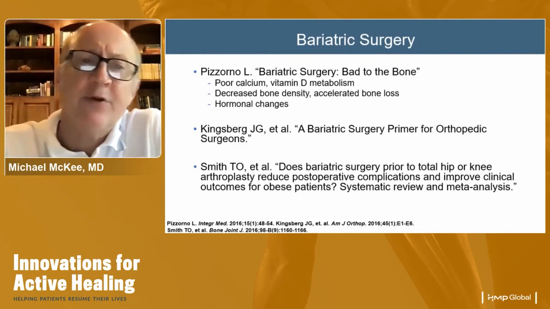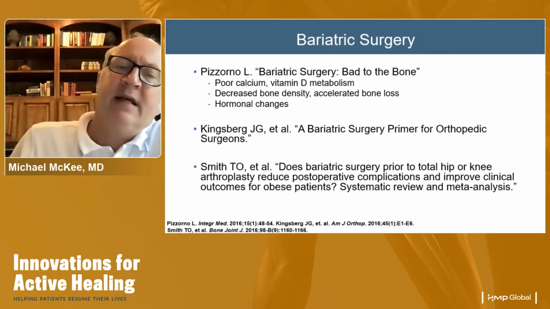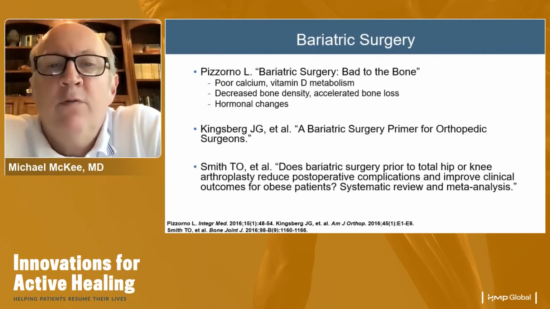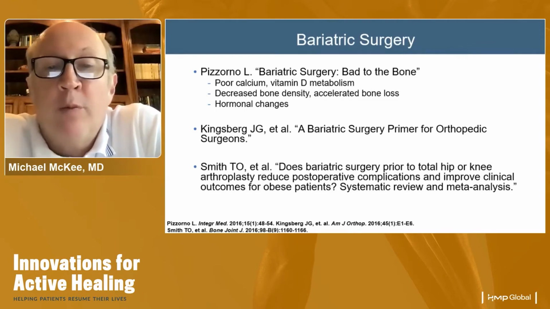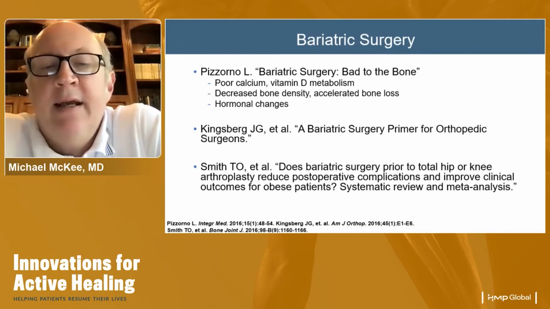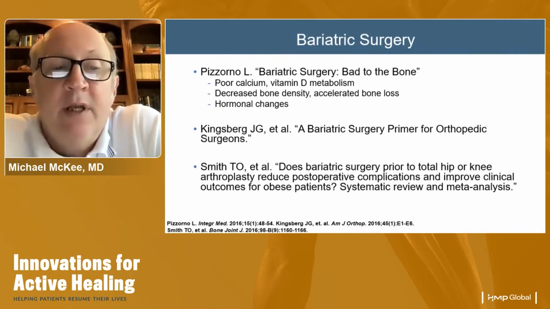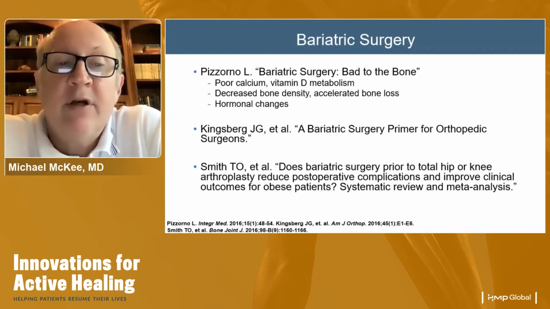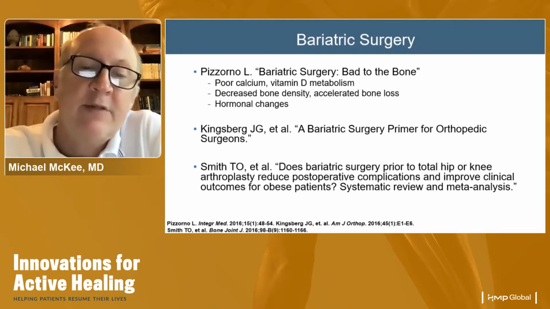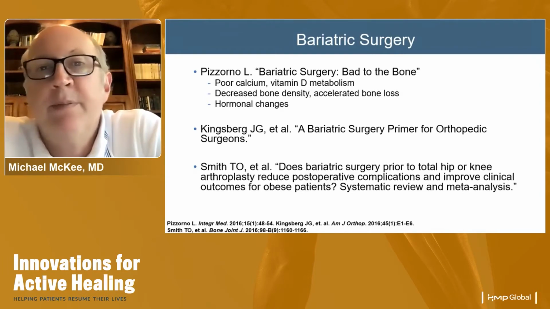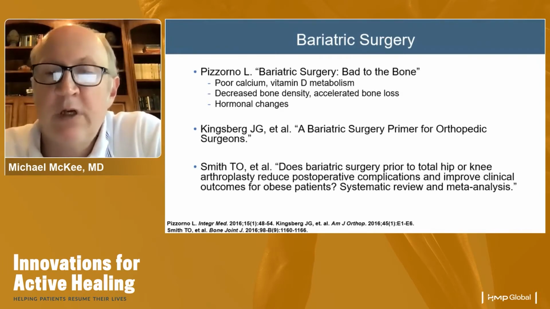I think of these three papers, if you wanted to read one that was slanted towards the orthopedic surgeon to give you a good, comprehensive and general view of what bariatric surgery means for us, I think Kingsburg's summary or primer, as the title would suggest, in the American Journal of Orthopedics is an excellent one to look at and really gives you good information. The paper by Smith et al. looks specifically at, does bariatric surgery prior to hip or knee arthroplasty reduce complications? And the systematic review always shows different information from different papers, as you would anticipate. But in general, it showed that this was probably a good thing.